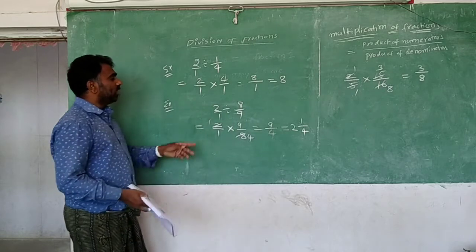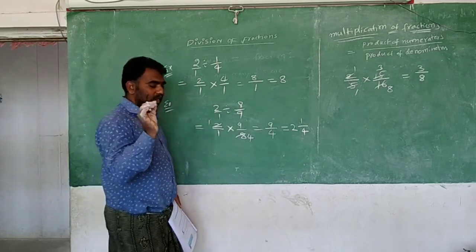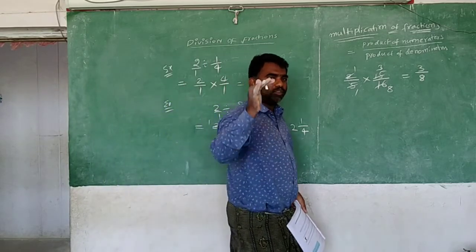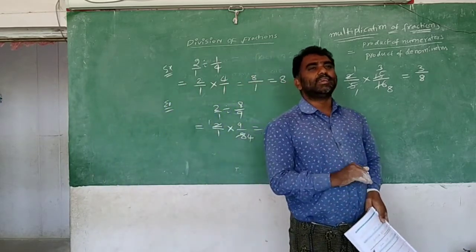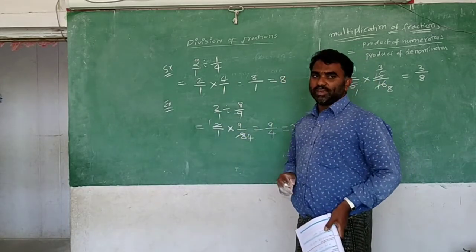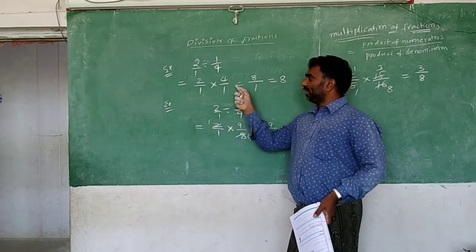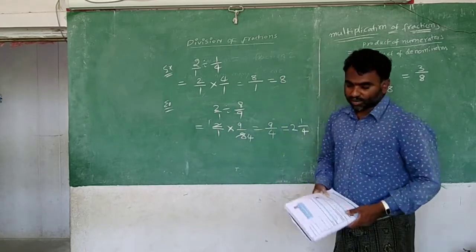This is called the division of fractions. So the simple final method you need to remember is enough. First fraction as it is, and the division will be converted to multiplication, and second fraction reciprocal. After writing that, do the multiplication.